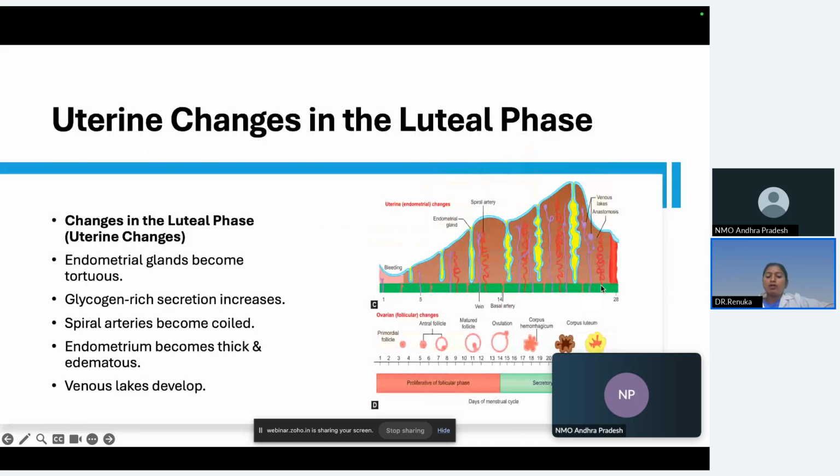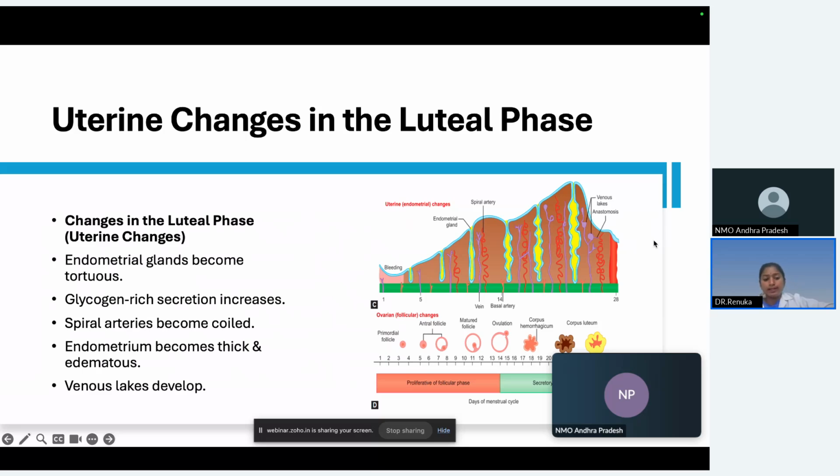And then what are all the uterine changes? Glands become more tortuous. You can see these glands here are very normal; they are very straight, not tortuous. Here they are becoming more tortuous. After this phase they are more tortuous. You can see this. And glycogen-rich secretion is produced.